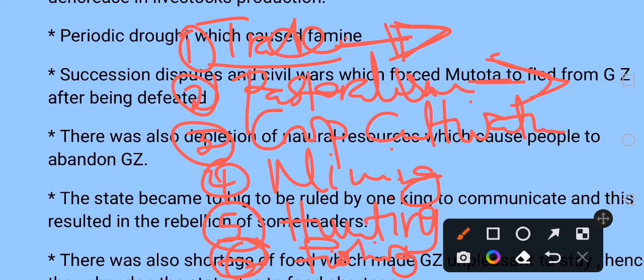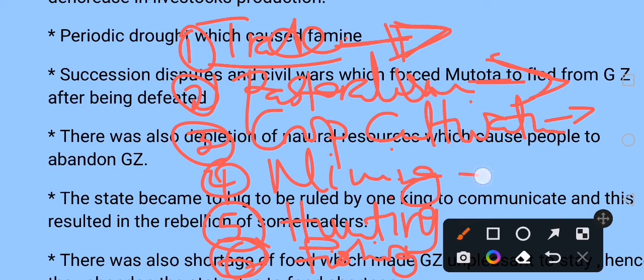It ensures what? Food security. It ensures food security. Right, that's it. Then we move on to crop cultivation. They grow crops like sorghum, millet, and rapoko. And what is the importance of crop cultivation? Crop cultivation was important. Why? Because it ensures food security.